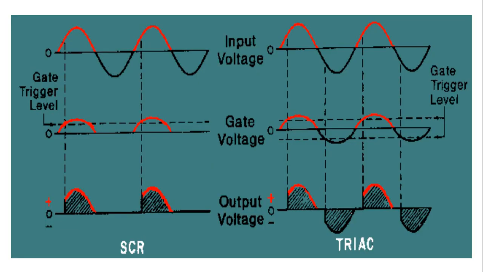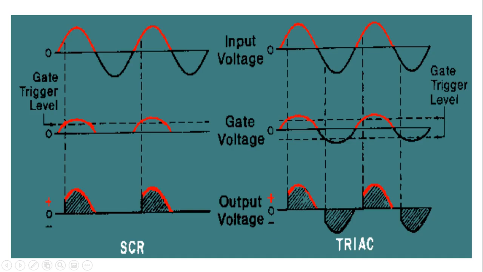And this is the waveform representation for the conduction of SCR and TRIAC. The first one is the input voltage, so it is an AC voltage, and the second one is the gate voltage. The gate trigger level represents the gate triggering instant at which the gate pulse is applied, and the TRIAC will start the conduction after the application of the gate pulse. So the conduction starts from the instant of the gate triggering pulse.